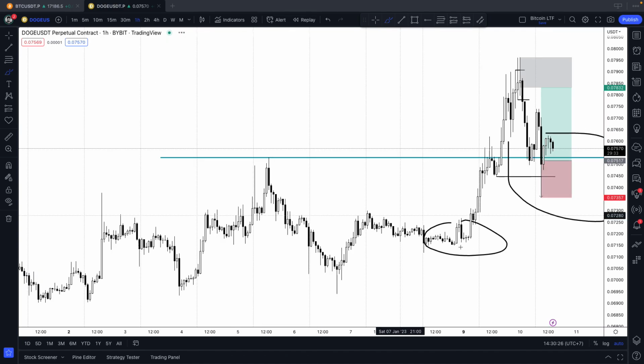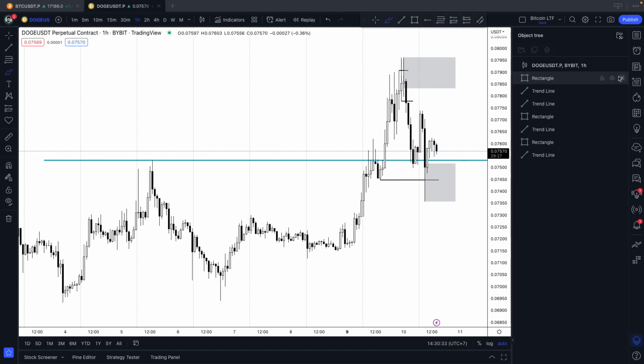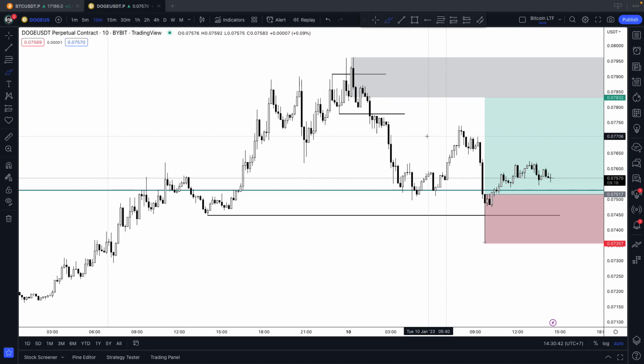Why have I taken the position that I've taken, and why have I taken the entry that I've taken, and why am I only targeting up there? Well, just in case that Bitcoin SFP plays out, I've decided to take a low time frame trade on Doge. Now the one I'm taking is this one.